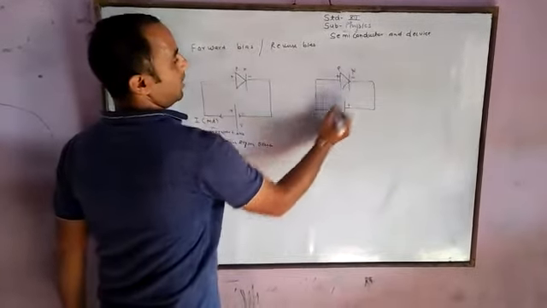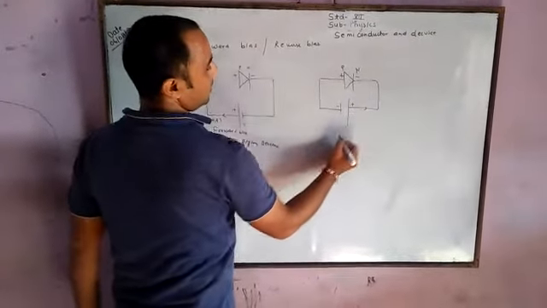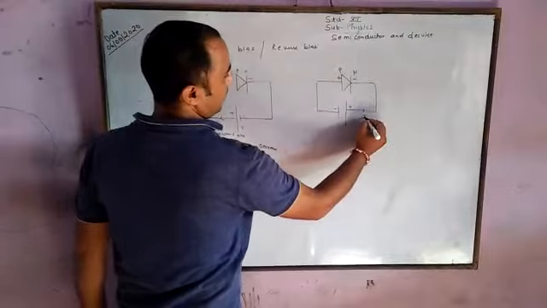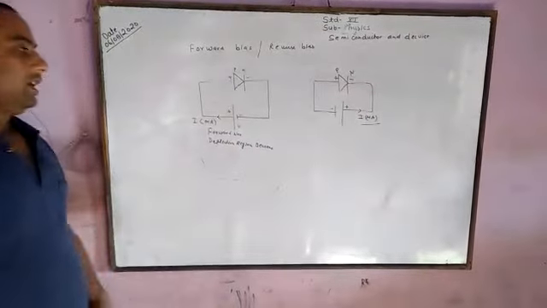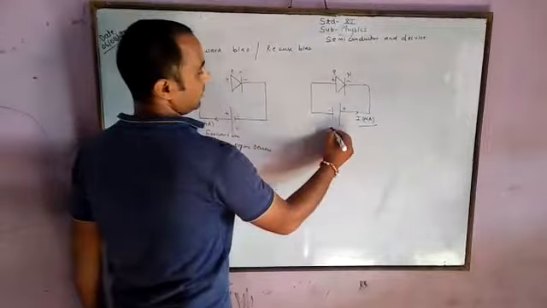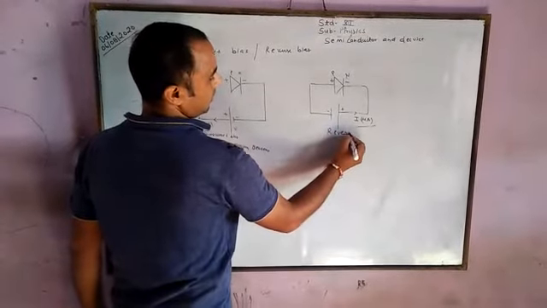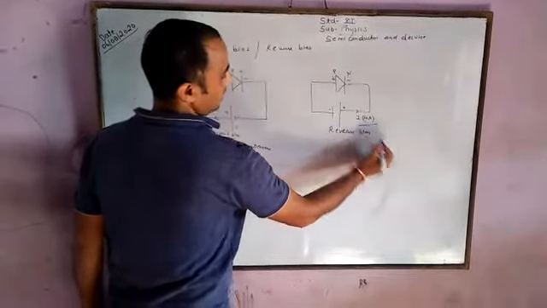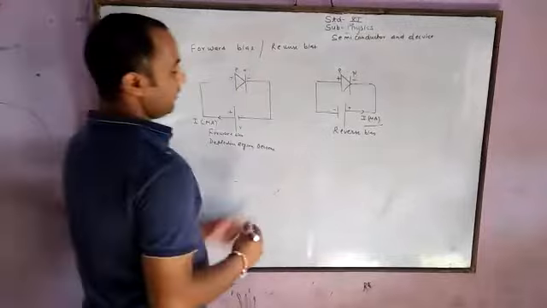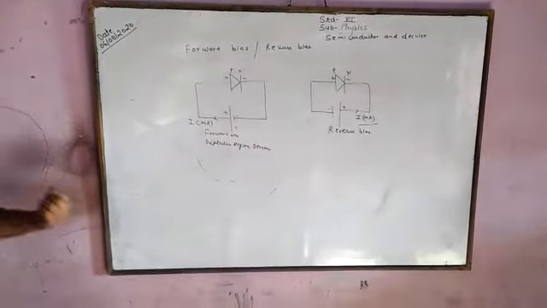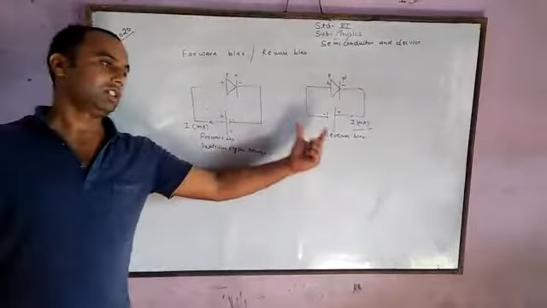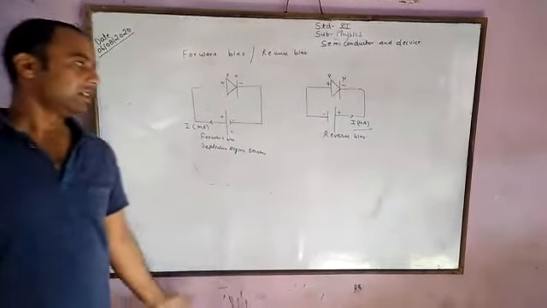This is positive, and the current flowing in this type of circuit is in the form of microamperes. This is the basic terminology, and this is called the reverse bias case. Now the depletion region increases in the case of reverse bias. The thickness of the depletion layer increases in the case of reverse biasing.